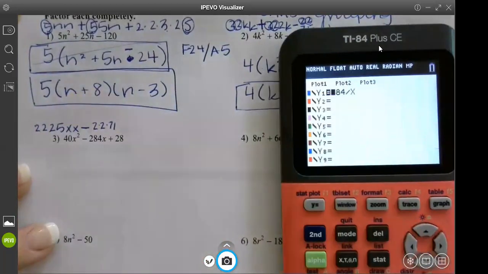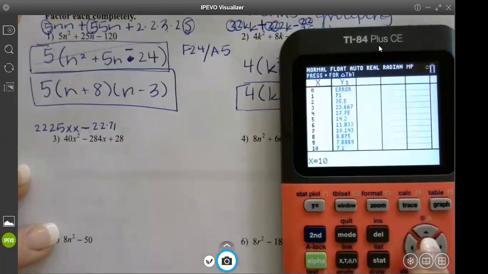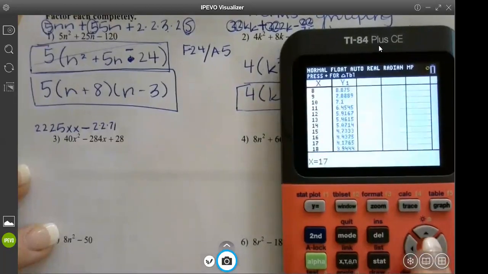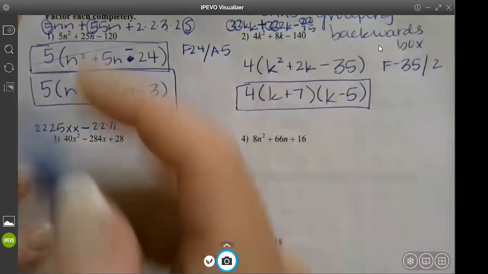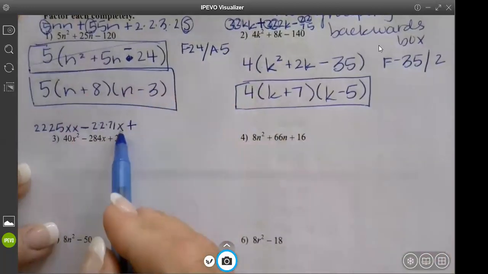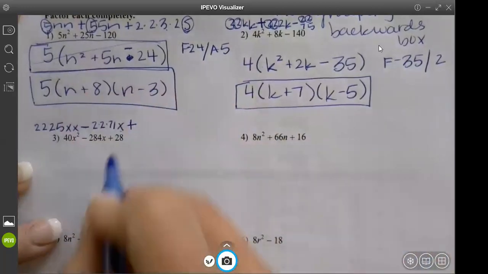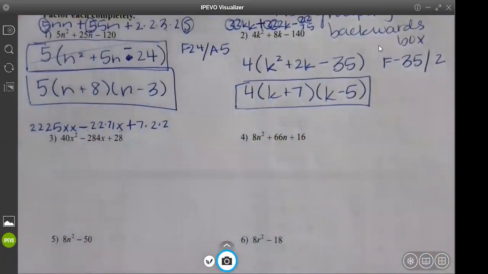If you don't, you can put it in your calculator and see that 1 and 71 is your only one. That's the only one you get. Everything else is decimals. So that's how you know. All right. And then 28, we have a plus. Don't forget your x in there. I just wrote it down, didn't talk about it. 28 is 7 times 4 or 7, 2, and 2. What do they have in common? 2 2s.